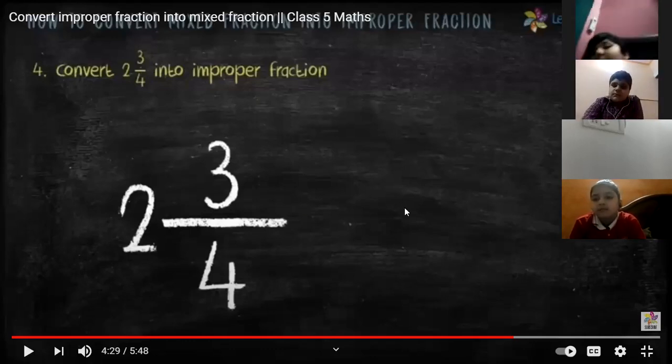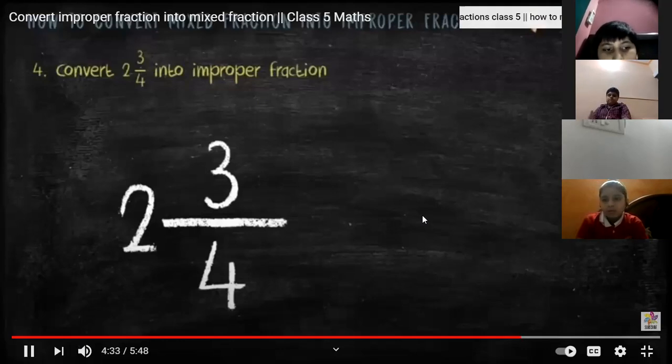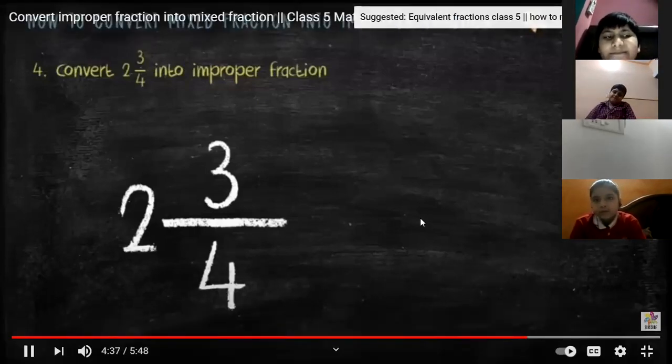Okay, doesn't matter. Let's have a look. Convert the mixed fraction 2 3 by 4 into an improper fraction. Students, here also the denominator of both fractions would remain the same.